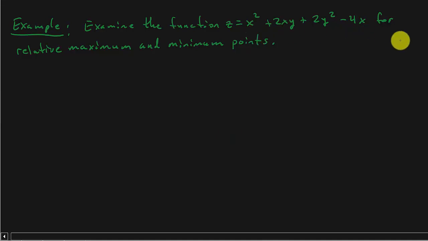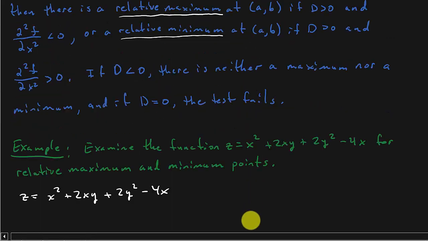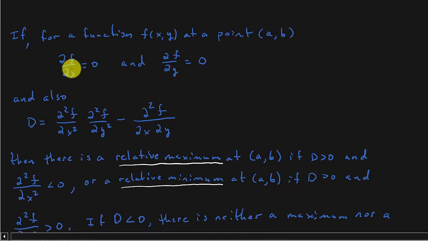All right, so examine this function for relative maximum and minimum points. First, let me just write the function down here, plus 2xy plus 2y squared minus 4x. Let's just go back up and see what we've got to have. Notice we've got to have the first partial with respect to x and with respect to y. Then we've got to have the second partials with respect to x, with respect to y, and with respect to x and then y. So what I like to do first is find all the partial derivatives first. Okay, let's just do that.